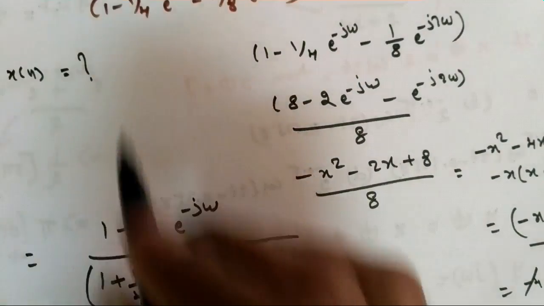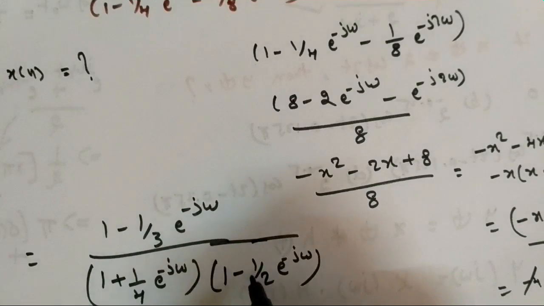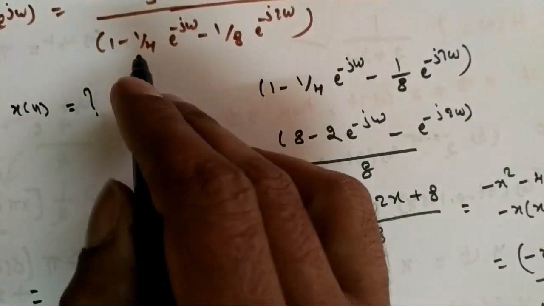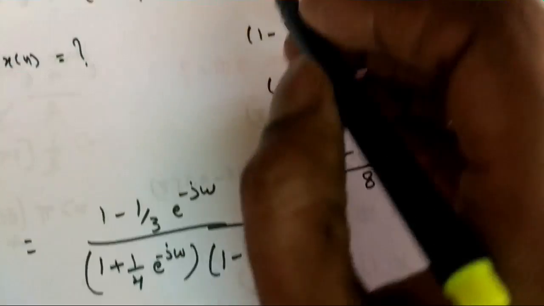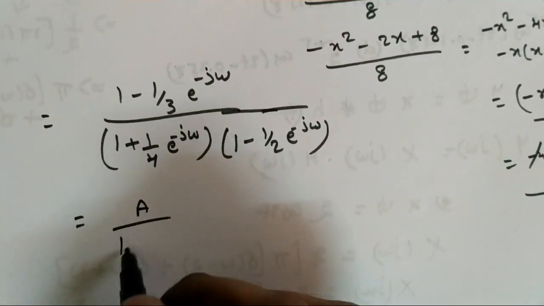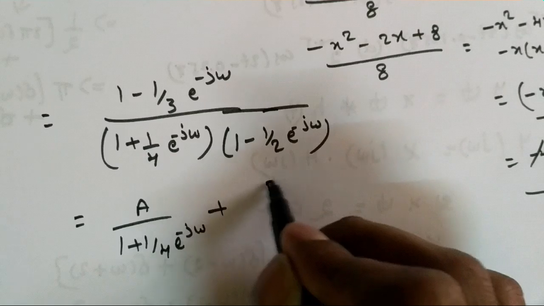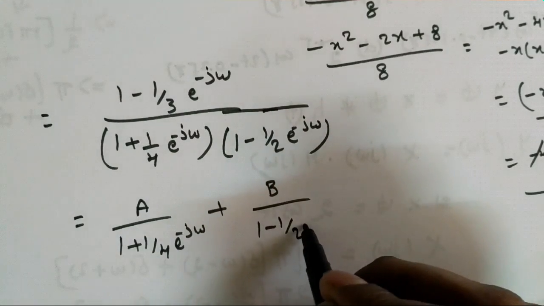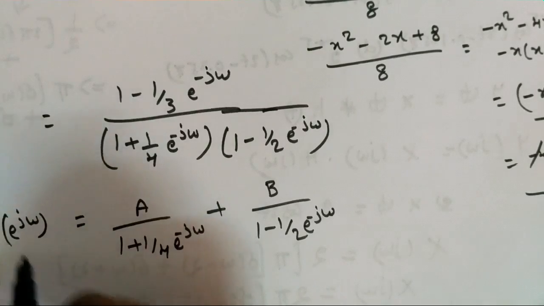Even if you multiply, we will get the same. See, 1 into 1 is 1. 1 into minus 1 by 2 plus 1 by 4 e power minus j omega: minus 1 by 2 plus 1 by 4 gives minus 1 by 4. 1 by 4 into 1 by 2 is 1 by 8, minus is there. So we get the same expression. Now it's very simple to make partial fractions: a by 1 plus 1 by 4 e power minus j omega plus b by 1 minus 1 by 2 e power minus j omega. This is X of e power j omega.